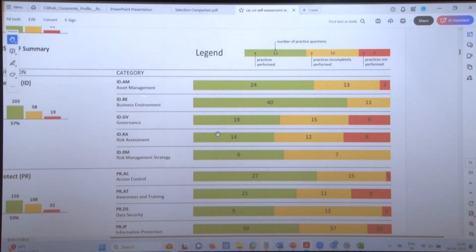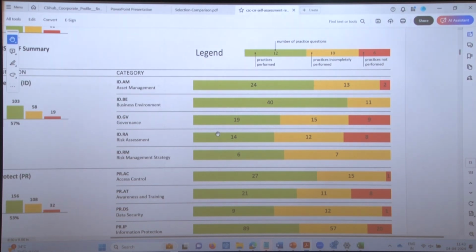The business environment, you have to identify your business environment because that tells you what services are critical, what services are not critical, and what is your threat environment and so on. In the previous version of NIST also, governance was part of identification, risk assessment is part of identification, and risk management strategy is another part of identification. So in this we are seeing how we are doing with respect to these subcategories of the identify function.